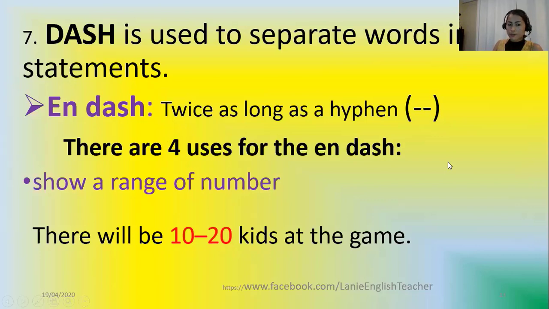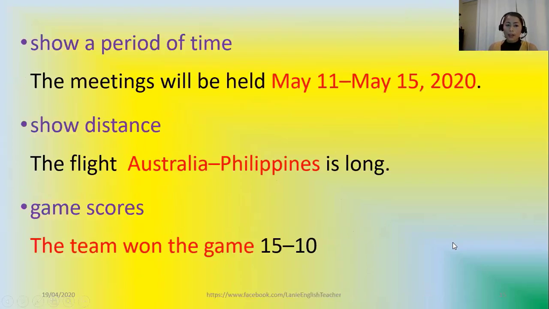First, the N dash is used to show a range of numbers. Let's have a look at this example. There will be 10 to 20 kids at the game. So a range of numbers here, from 10, and then we use an N dash and then 20. All right. The N dash also is used to show a period of time. Take for example, the meetings will be held May 11, then N dash, May 15, 2020. So May 11 to May 15 here shows a period of time. So we use an N dash.